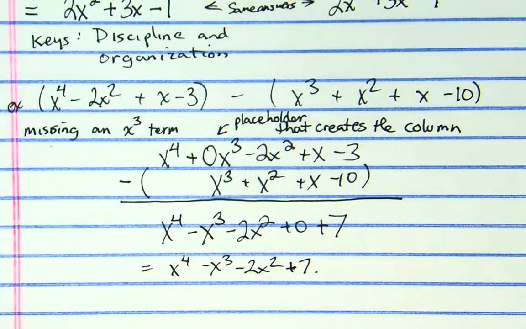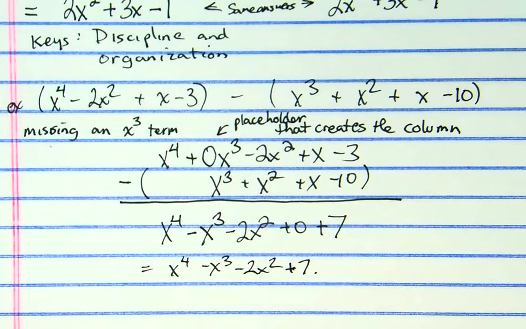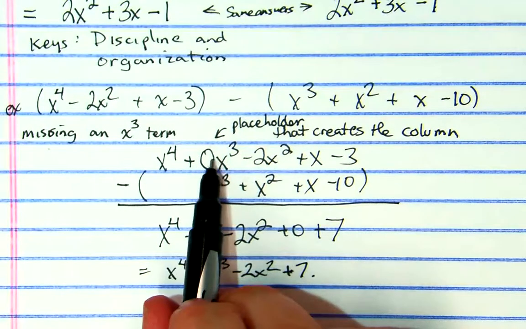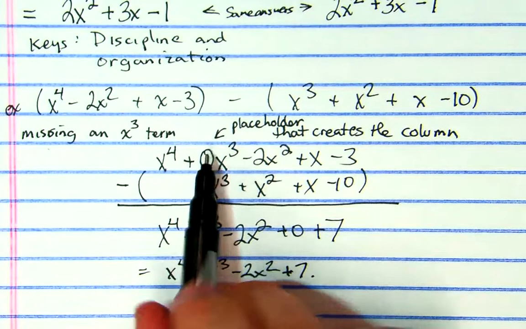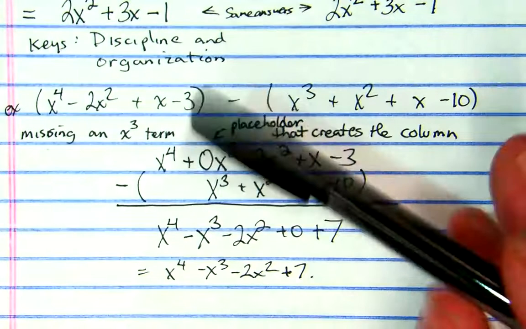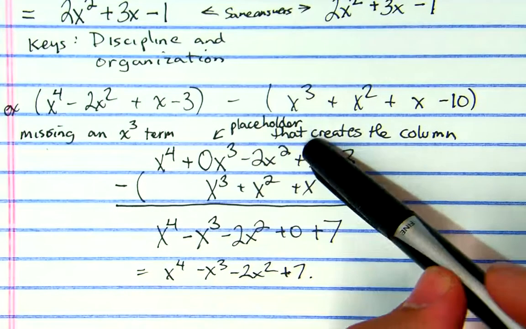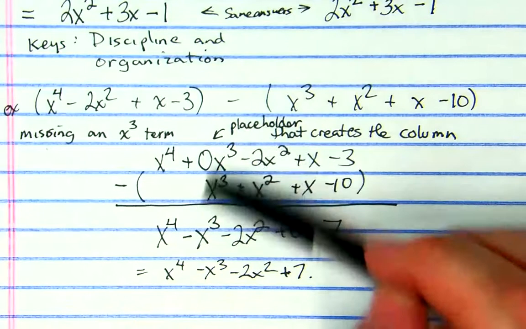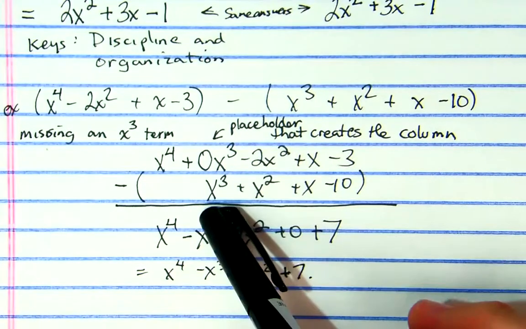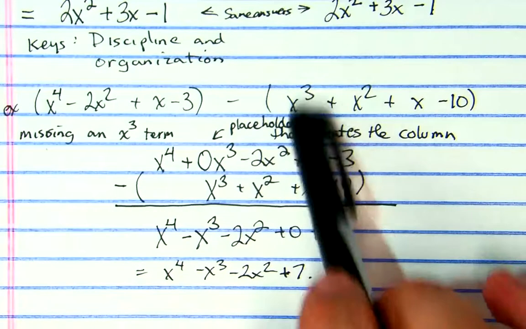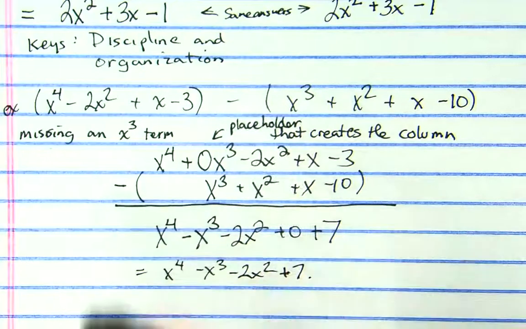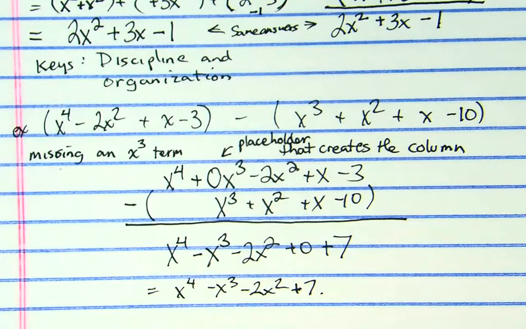So organization is key. If you're missing a term, you still have to account for it in the columns, because in standard form it goes x to the fourth, x cubed, x squared, x, and a constant. So you can't just ignore it because it's not there, because a lot of times it pops up, and it does in that case. Good luck with that.